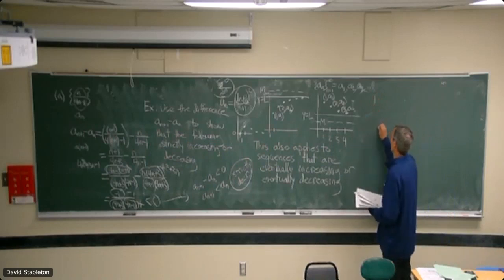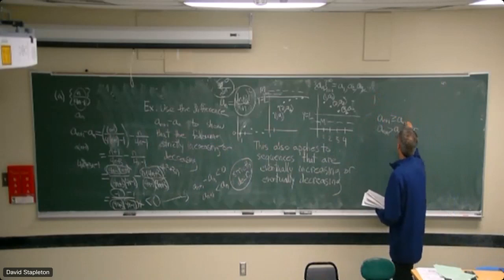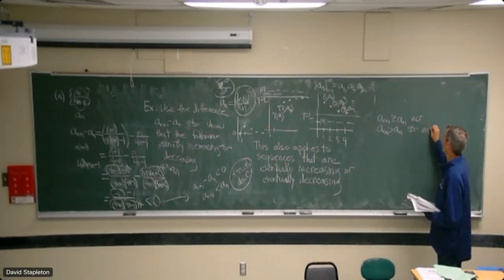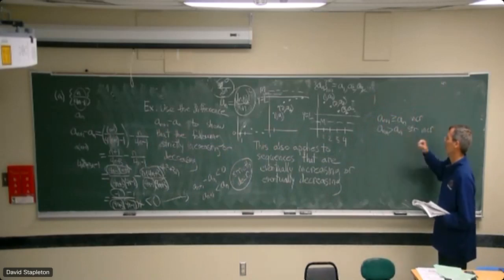Strictly increasing means that each a_{n+1} is strictly greater than its predecessor. That's strict. Increasing means that each a_{n+1} is greater than or equal to. So this is increasing, and this is strictly increasing. And like I say, in some other books, they just call this increasing, and it's a little confusing on this topic.